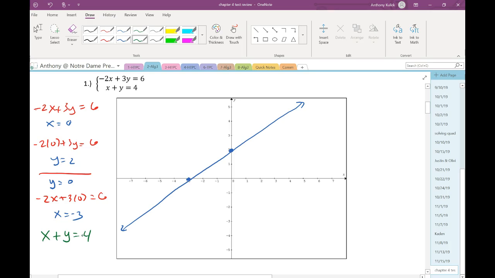When I look at my next equation, if I pick 0 for x, what do I get for y? You should be able to do that in your head. 4, right? So I have the point (0, 4). If I pick 0 for y, what do I get for x? 4. So there's 2 points. Draw my line. I know it was, but that's not the question I asked. So there's my intersection, which to me looks like the point (1, 3). So that should be my solution.